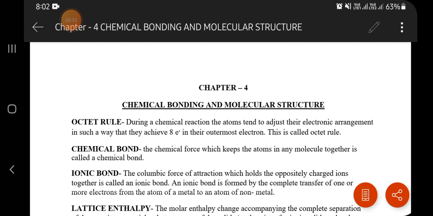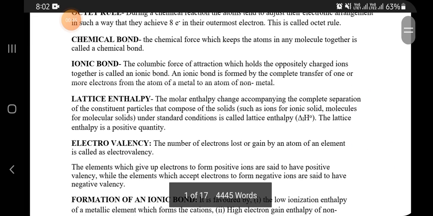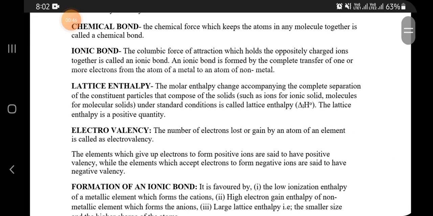Then what is chemical bond? The chemical force which keeps the atom in any molecule together is called a chemical bond. And then what is ionic bond? The Coulombic force of attraction which holds the oppositely charged ions together is called an ionic bond. An ionic bond is formed by the complete transfer of one or more electrons from the atoms of a metal to an atom of a non-metal.